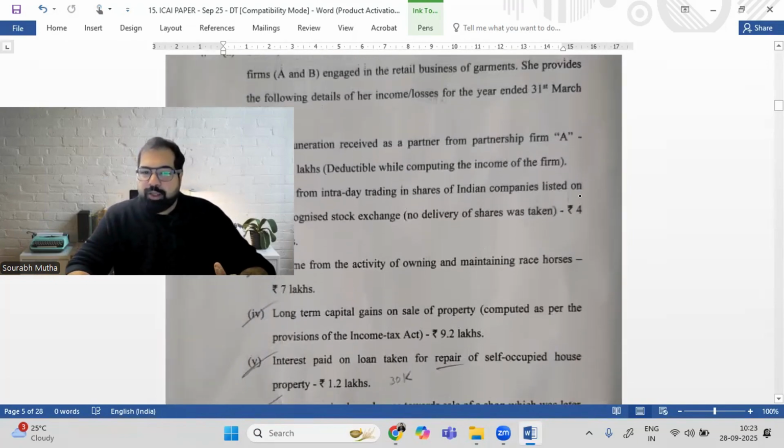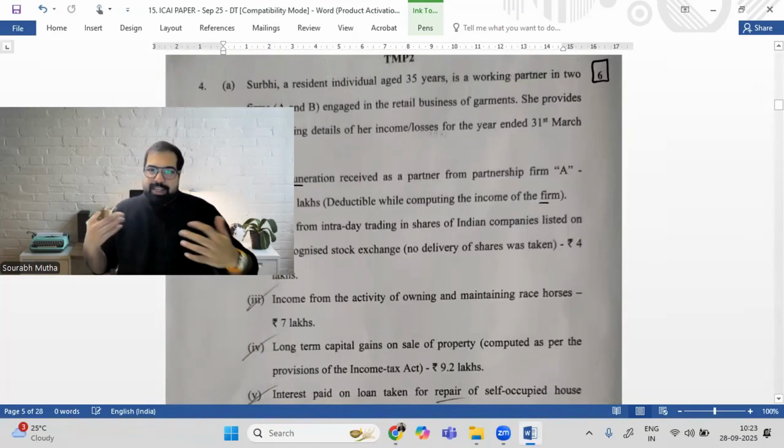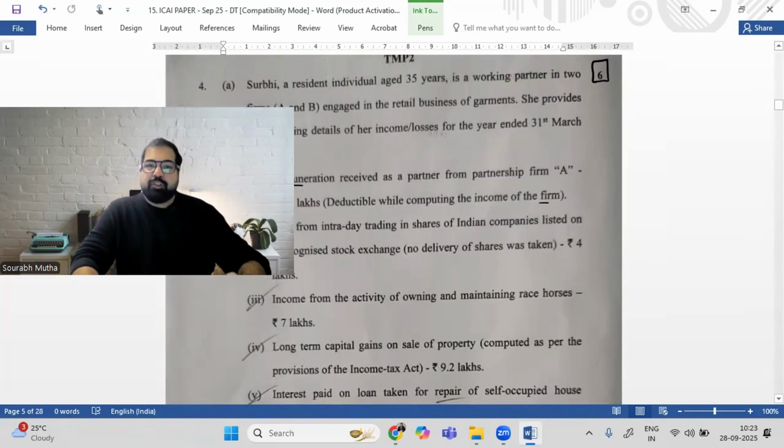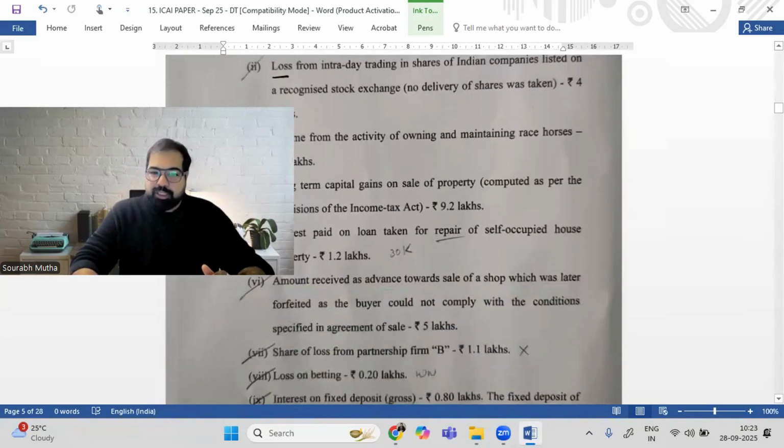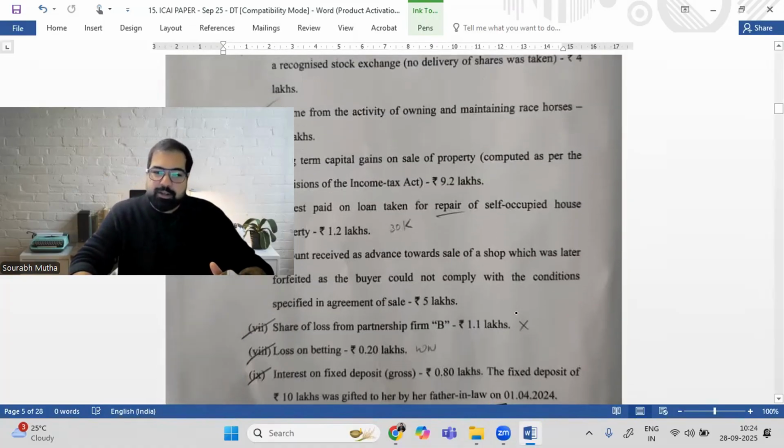Remuneration received by Surbhi. She's engaged in the retail business of garments and she's also a working partner in two firms, A and B. Very busy life of Surbhi. Remuneration received as partner from a partnership firm A, 9.7 lakhs, deductible while computing the income of the firm. Guys, as you know, you can get salary from a partnership firm, but when you get salary from the partnership firm, that is taxable under PGBP and you don't get standard deduction. So I'm just writing this is a normal business. 9,70,000 is my profit from this partnership firm salary.